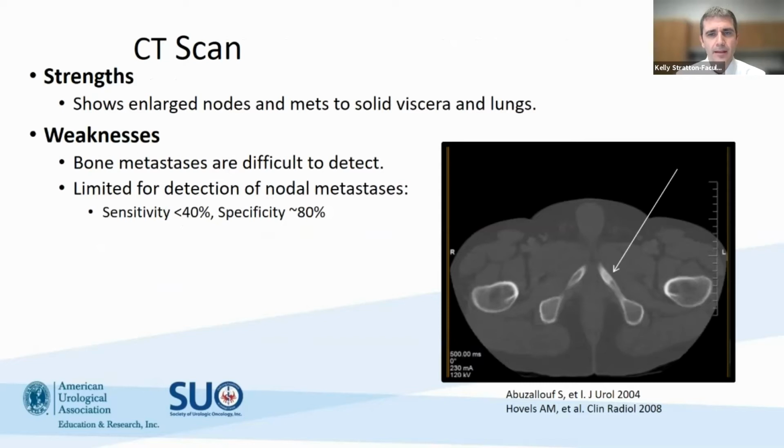So the strength of the CT scan is that ability to look for nodal metastasis and then lungs, liver metastasis as well. The weaknesses, it can be difficult to detect bone lesions. It's sometimes hard to know whether that's a metastatic area or a bone island. And the limited detection for nodal metastasis, specificity is about 80%, but sensitivity is only 40%.